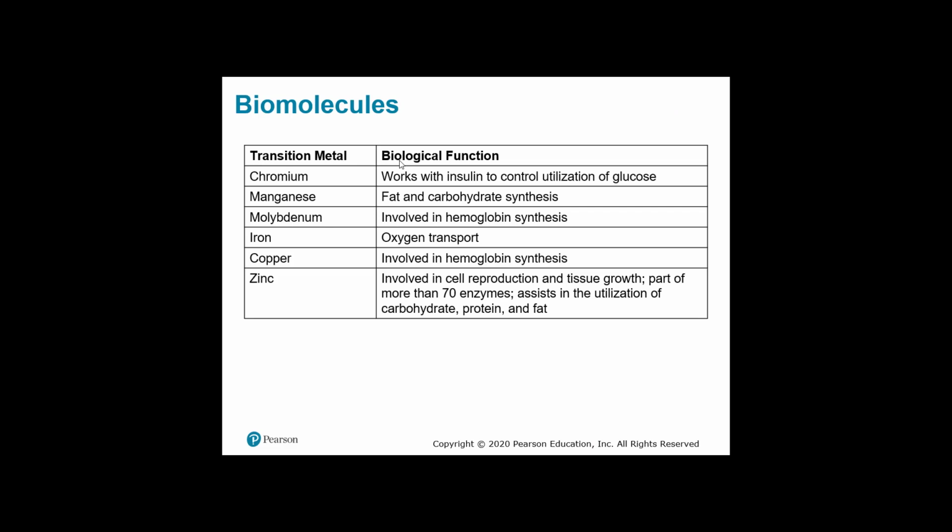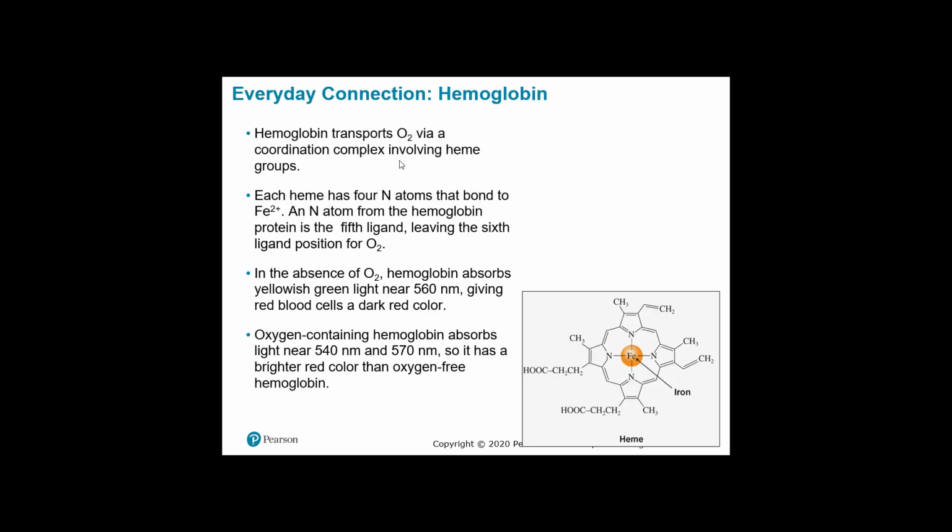So transition metals, you can see here is a list of biomolecules and how they work. We have chromium, that works with insulin to control the utilization of glucose. Manganese, molybdenum. I always mess this one up. Yes, it is molybdenum. It's involved in hemoglobin synthesis. Iron, obviously, with iron, oxygen transport. Copper, involved in hemoglobin synthesis and so forth. So we do have traces of transition metals, and as long as they're not overabundant in our body, they are important to keep us functioning.